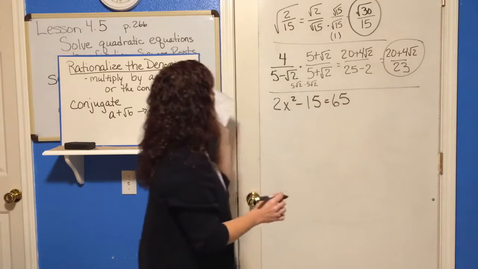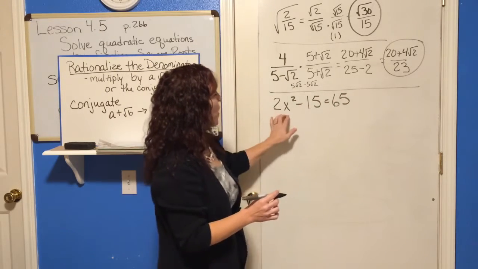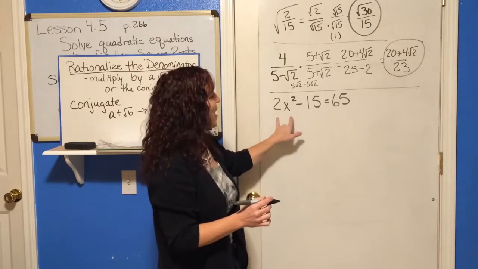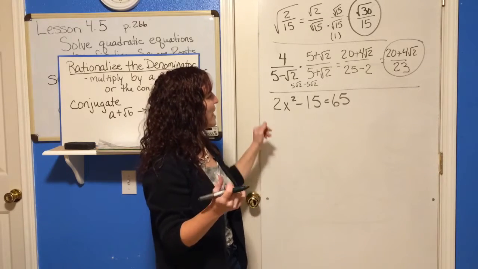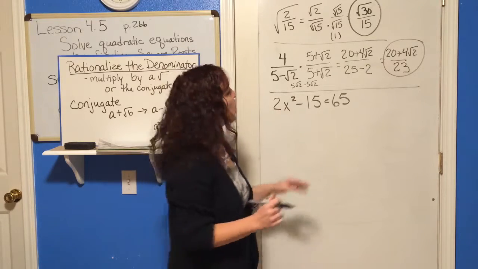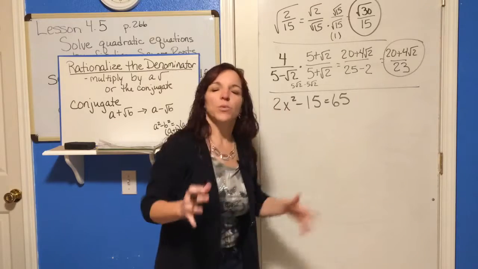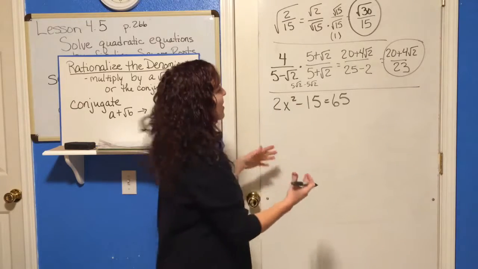And if you'll look, the 2x squared is not a perfect square, so we can't have a perfect square minus a perfect square, and there's no middle term, so we're not going to be able to factor. So what we want to do is get this to a point where we can just take the square root and find one final answer.